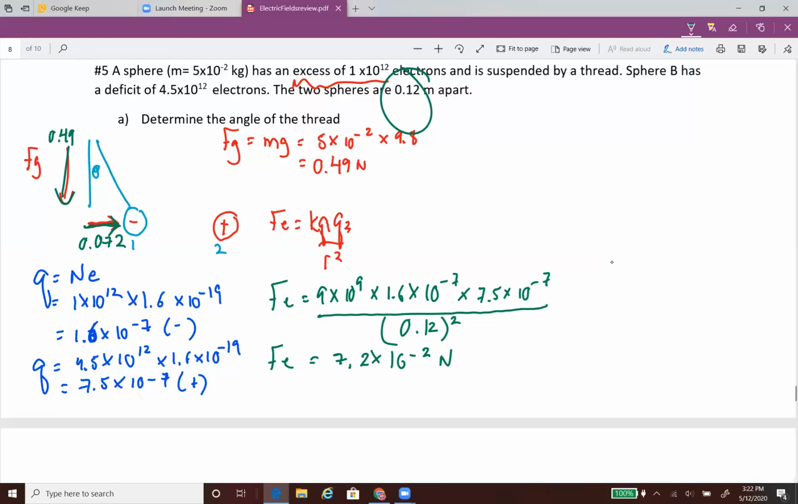If you want to figure out the angle, you can do inverse tan, right, of opposite over adjacent. So if you do that, you will get an angle of approximately about 8.4 degrees. Okay. I think you know how to do that.